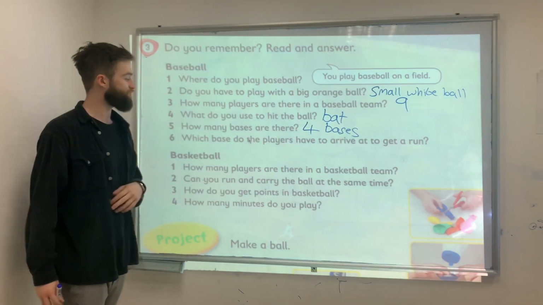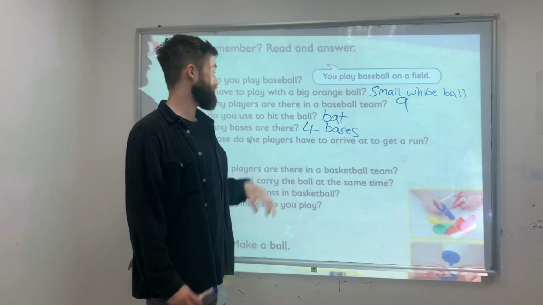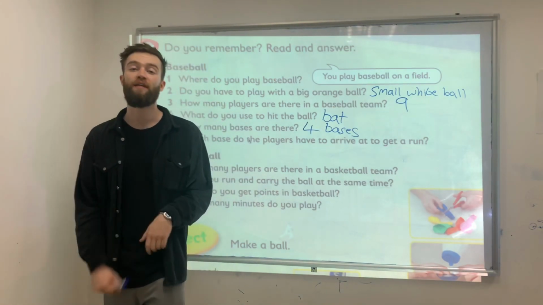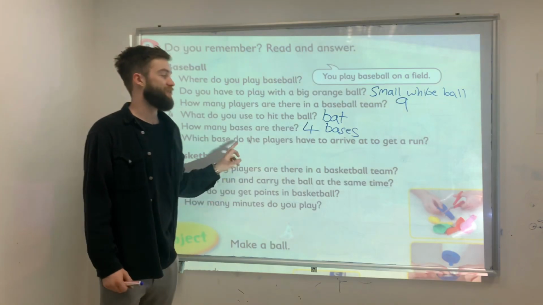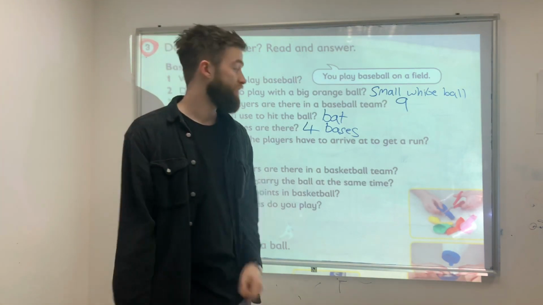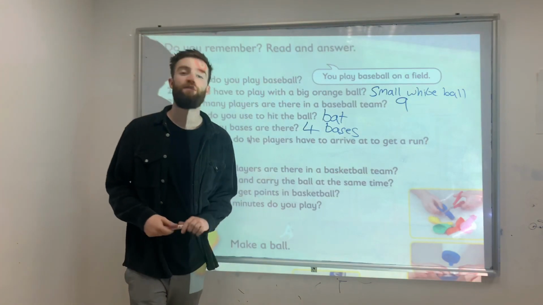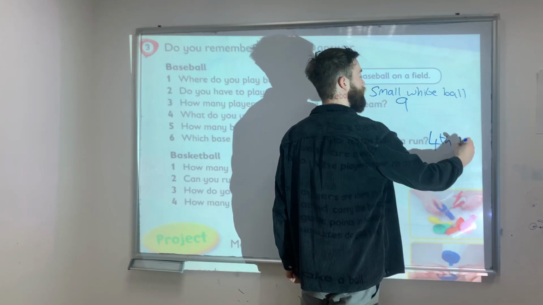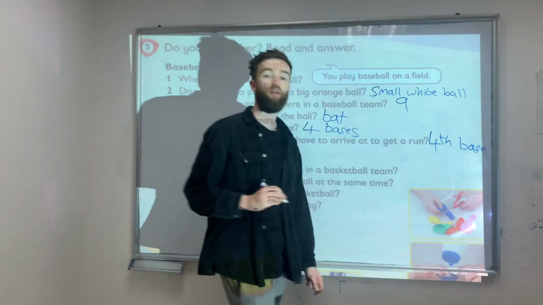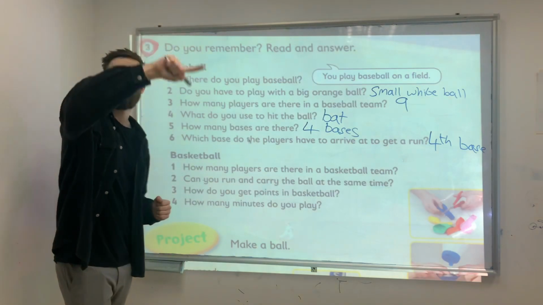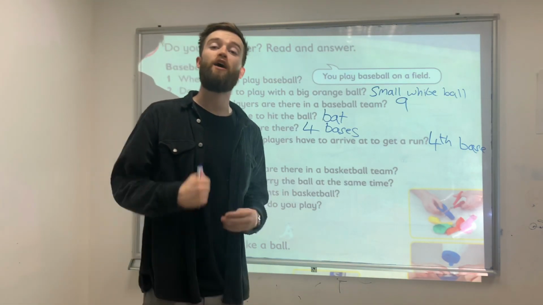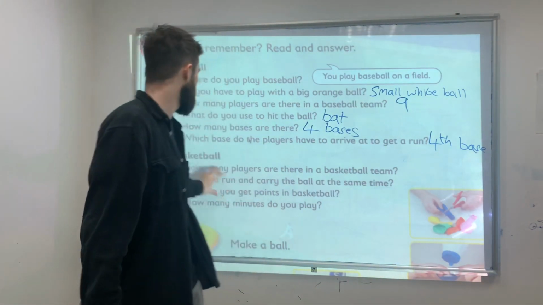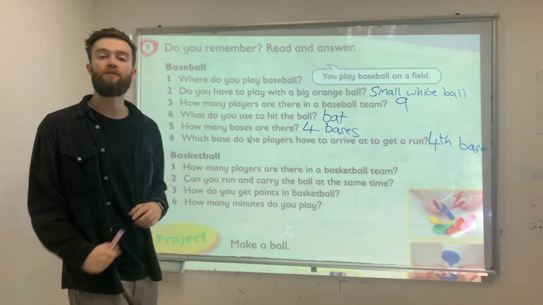And question 6. In baseball, which base do the players have to run to get points? That's right, well done. It's 4th base. The players have to run around to 4th base to get a run, to get a point. Very good. Okay, now let's look at the basketball questions.